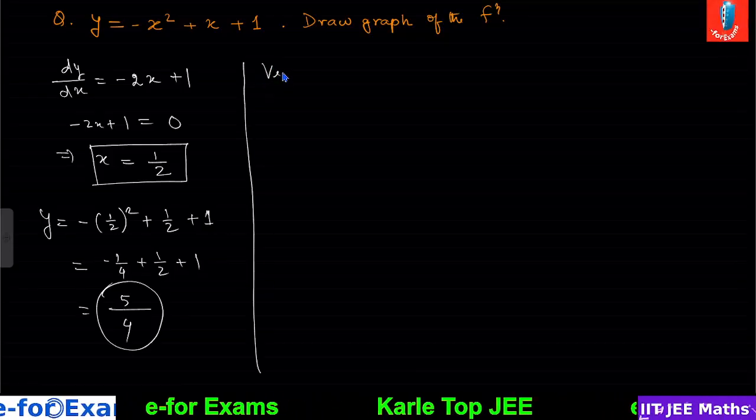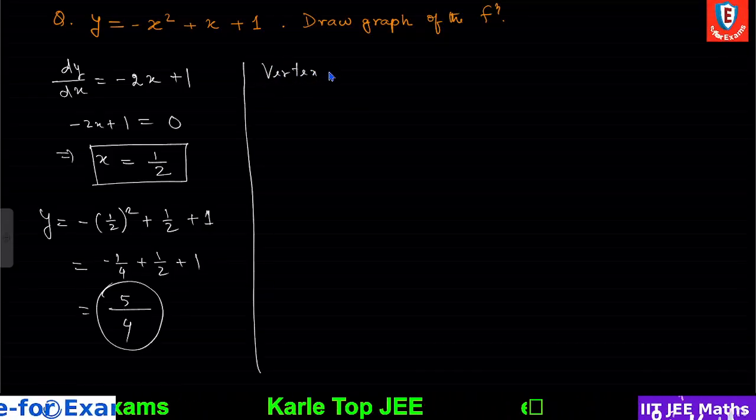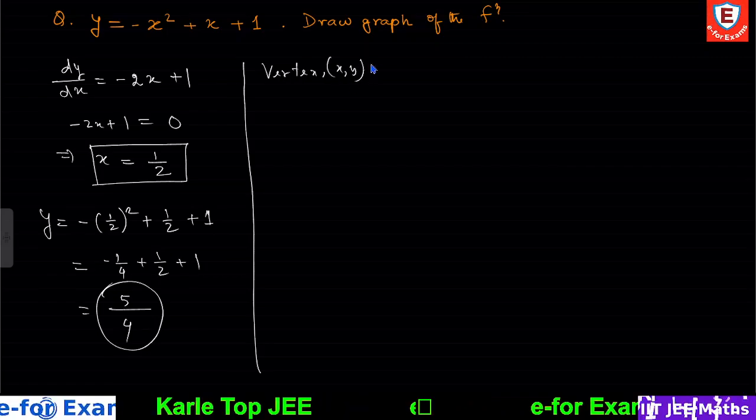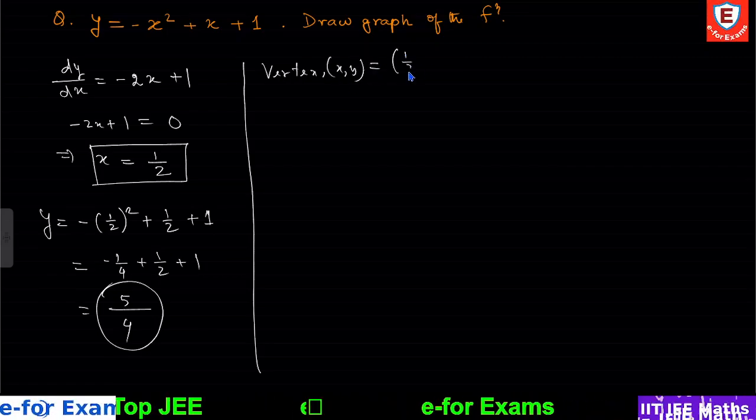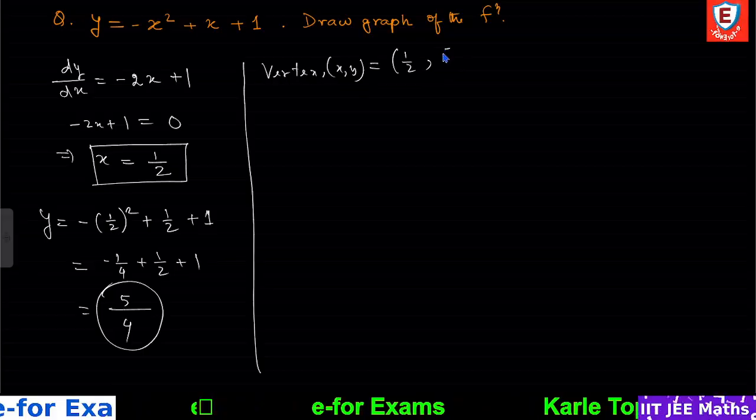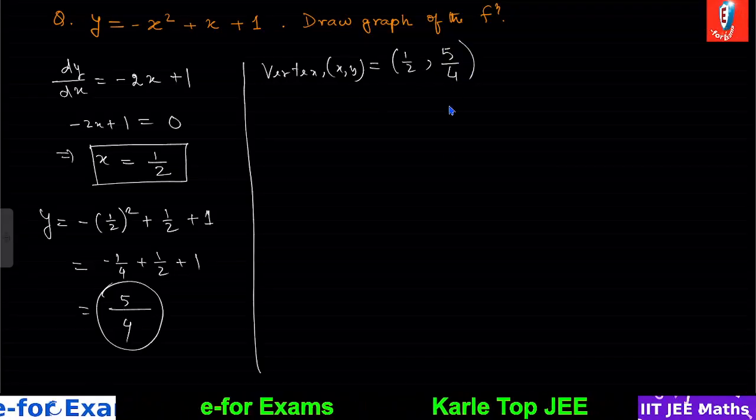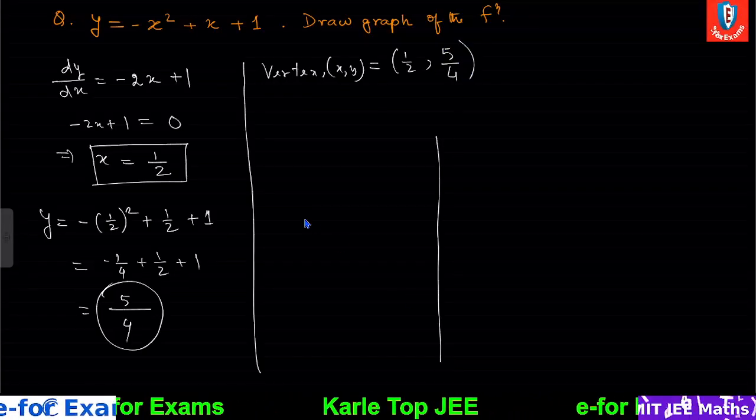Now vertex (x, y) equal to, x is what? Half, 1 by 2. Y is 5 by 4. Now plot the graph here.